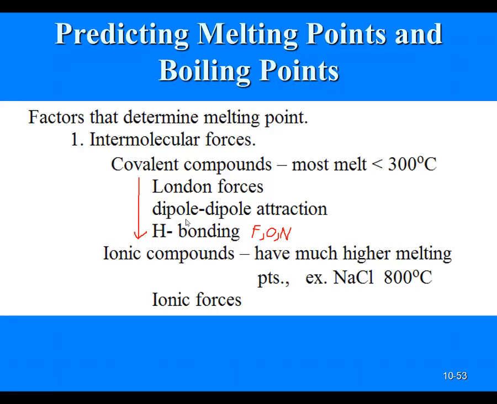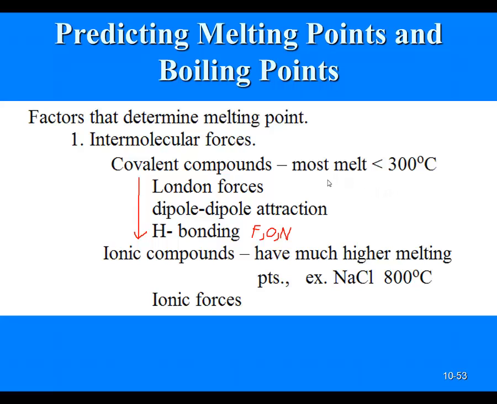I can still have London dispersion forces going on underneath it all, but the hydrogen bonding tends to give you the strongest interactions, like you have between water molecules. Now, even with these types of intermolecular interactions between molecules in covalently bonded compounds, they still mostly melt below 300 degrees Celsius when I overcome these interactions.